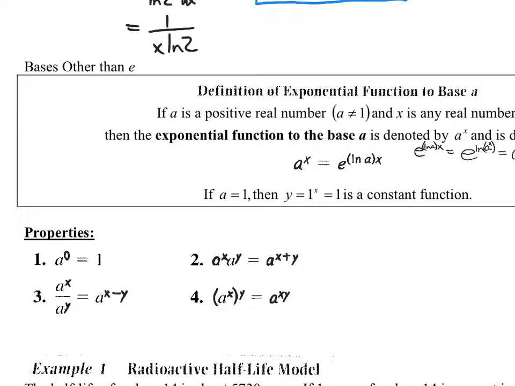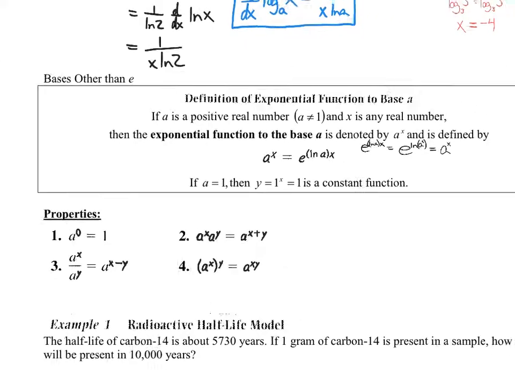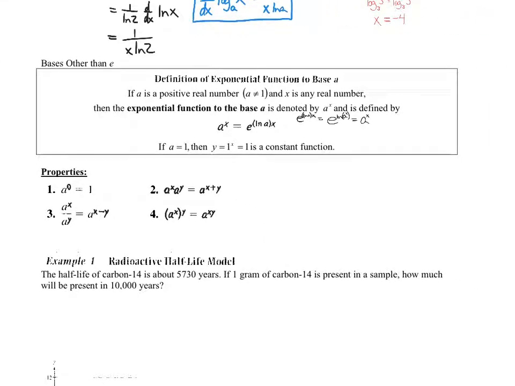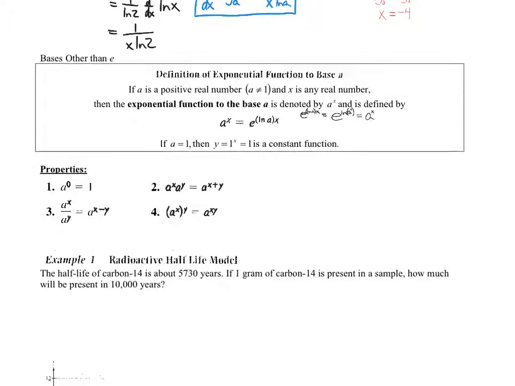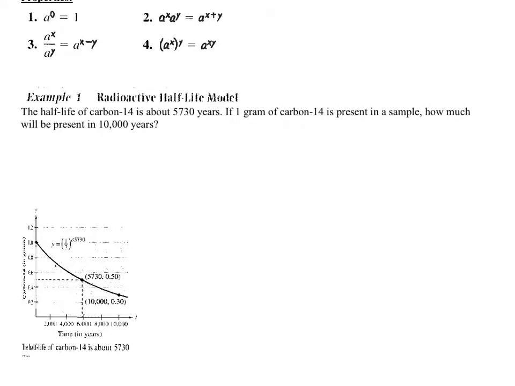So those really at this point should be kind of no-brainers for us. We should know those pretty well. But let's actually take a look at some applications where we're going to need to use this kind of thing, okay? So first of all, we have the radioactive half-life model, okay? The half-life of carbon-14 is about 5,730 years. If 1 gram of carbon-14 is present in a sample, how much will be present in 10,000 years?